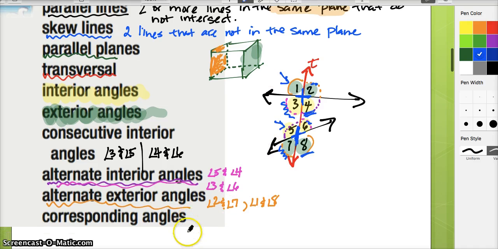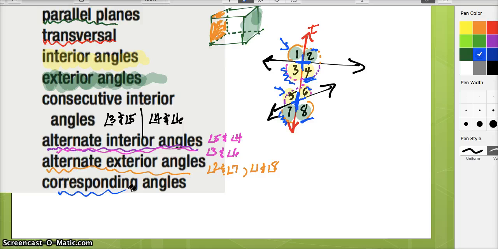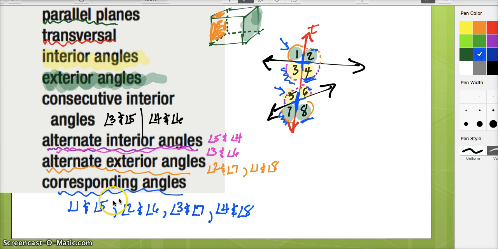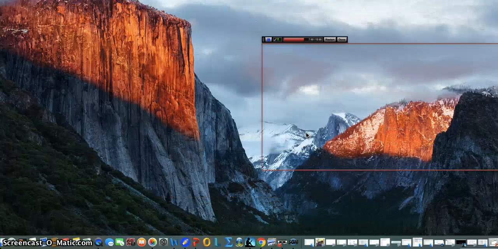So I will write those pairings down, and we will be done our vocabulary. So just to reiterate, our corresponding angles are angles 1 and 5, and then the corresponding pair would be 2 and 6, then 3 and 7, and another pair would be 4 and 8. Corresponding angles are angles that are located at the same place, at the corresponding place in reference to the intersection of the transversal with the 2 lines. Whew, that was a lot of vocabulary.